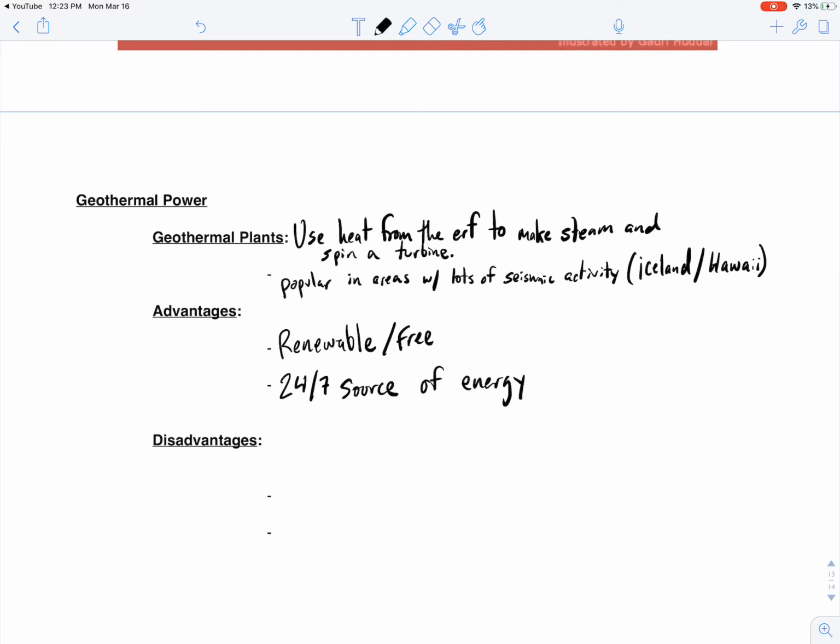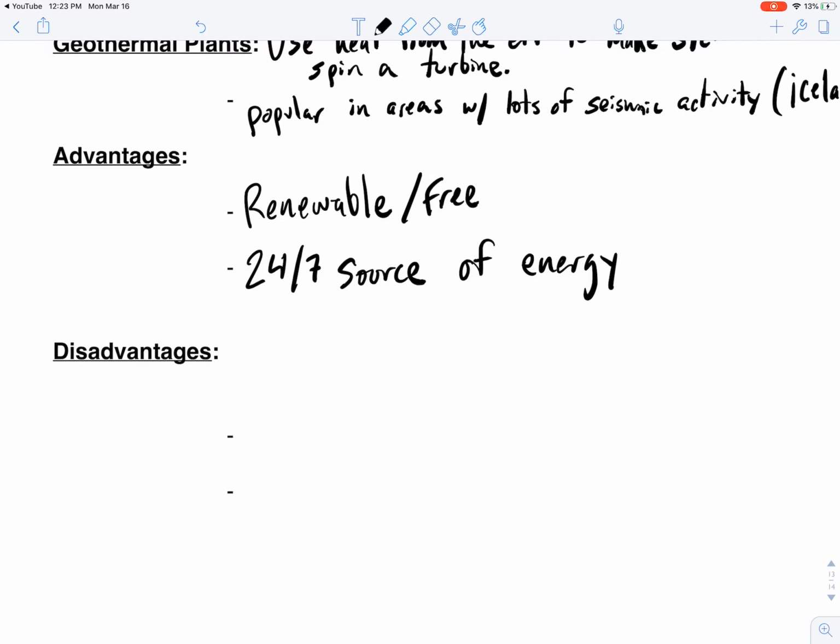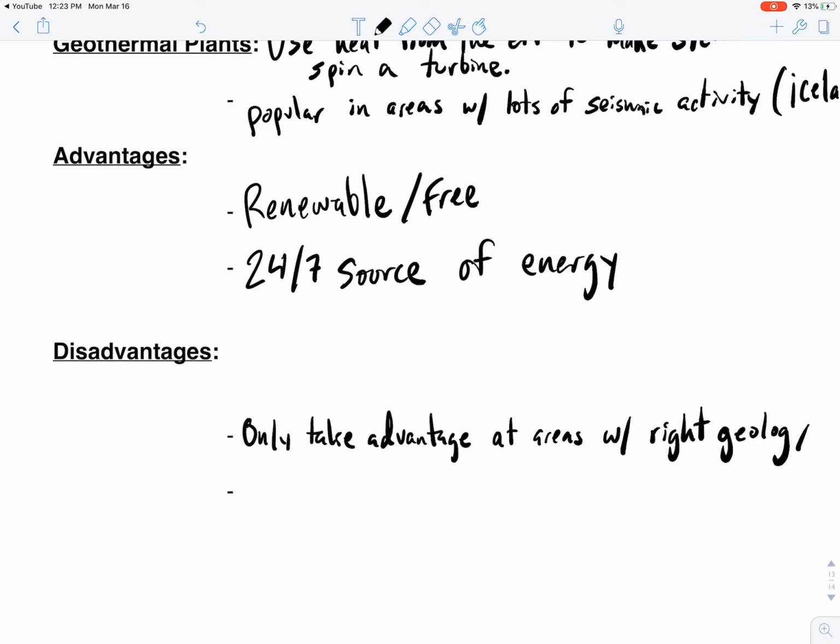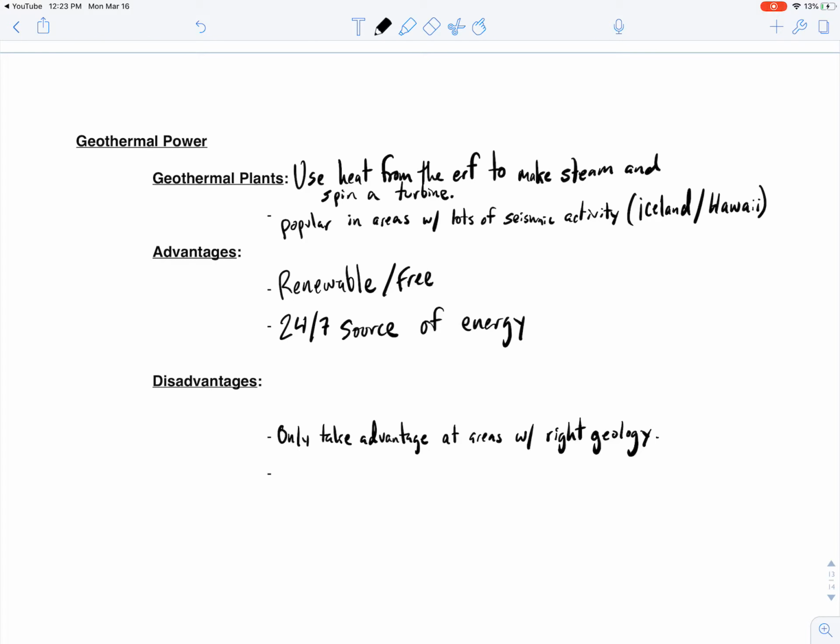And then in terms of disadvantages, as we go through here, we can really only take advantage at certain locations, right? We can only take advantage at areas with the right geology, we'll say. If you happen to live in Iceland, then you're set right up for geothermal power, which is pretty great. But again, here in Maine, it's not really a viable option for us. And actually, in much of the world, you've got to have these highly specialized places. Let's look a little deeper into that here.